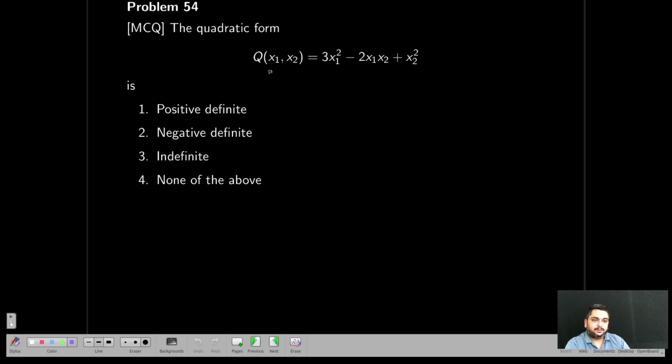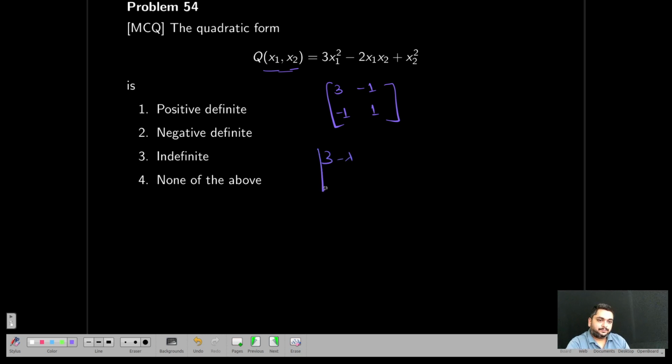Next. Given this, find whether it's definite or indefinite. Okay. So again, only 2 variables are here, so a 2 cross 2 matrix. 1 1 is 3. And 1 2 is minus 1. 2 1 is minus 1. And this is 1.